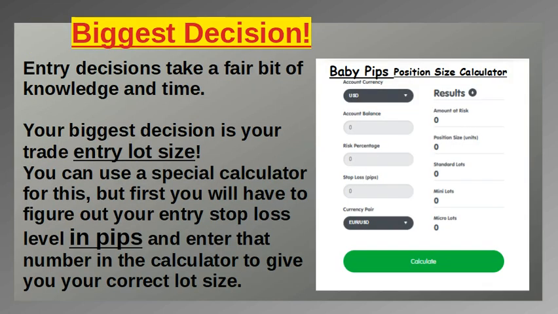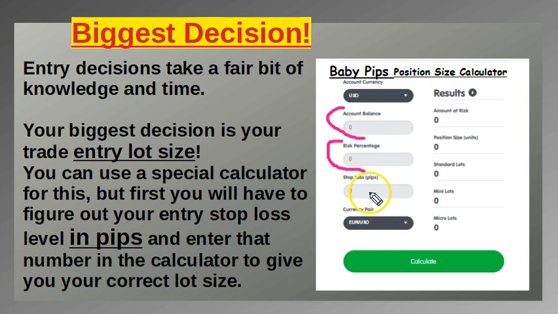Okay, now your first biggest decision, of course, is figuring out the entry lot size. Now, you can use a special calculator for this. This one here on the right hand side is from the Baby Pips website. You can Google babypips.com and position size calculator, right? And this calculator is really handy. It's the one I used when I first got started in trading. You just enter the information, your account balance right here. You can see your account balance is here, your risk percent, and again I suggest maximum 2%.